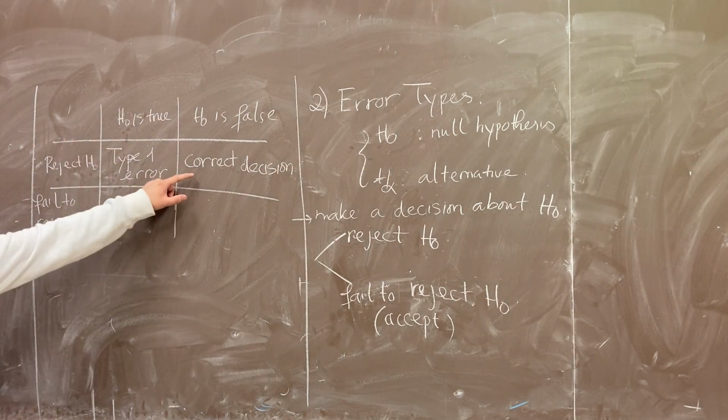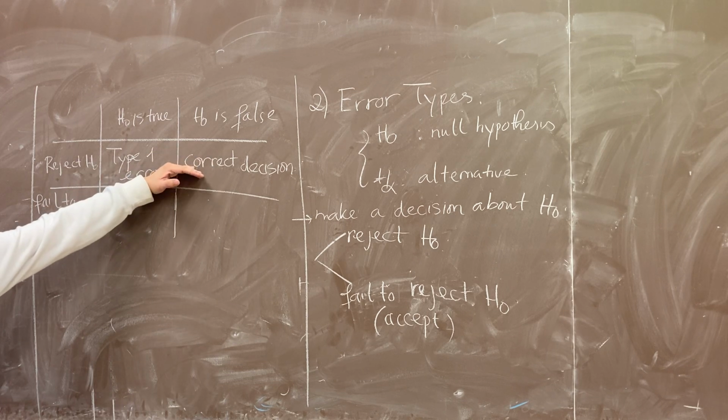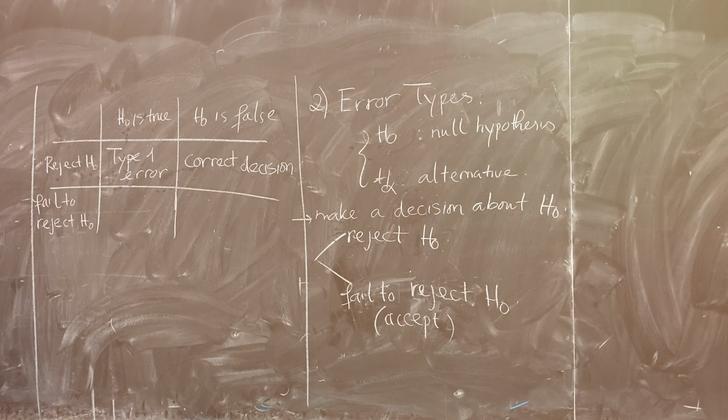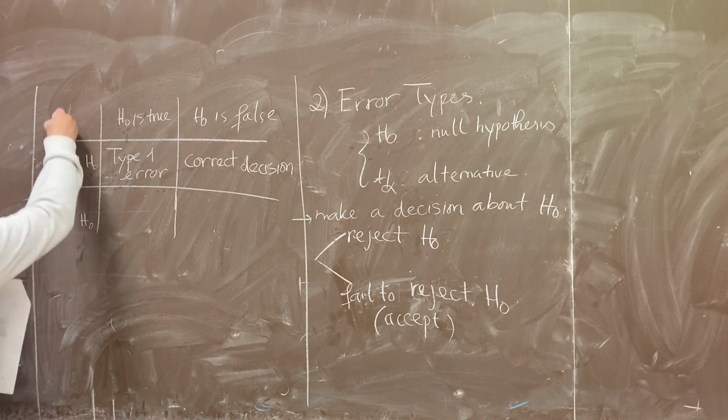Is it clear in this column? Clear, right? Okay. So now we will look at the second case about the decision: fail to reject. Okay, this is the decision.